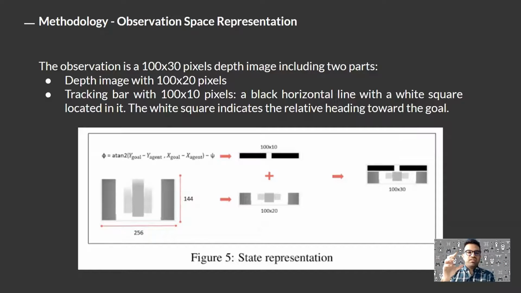And the tricky part is this tracking bar, which is a 100 by 10 pixel image. It's a black horizontal line with a white square located in it. The white square indicates the relative heading of the robot toward the goal. We assumed that this information is obtained through the perception module that we kept in our system design. So we are enriching the raw sensor data with this imaginary gate perception module.